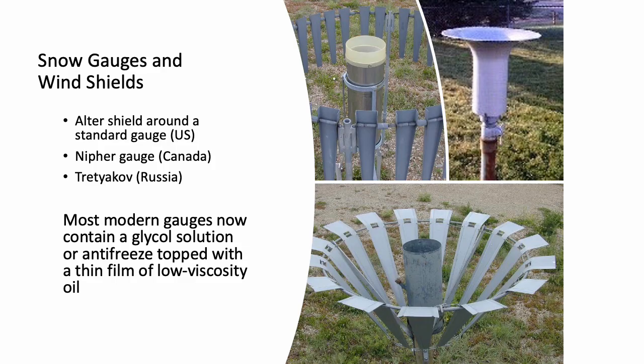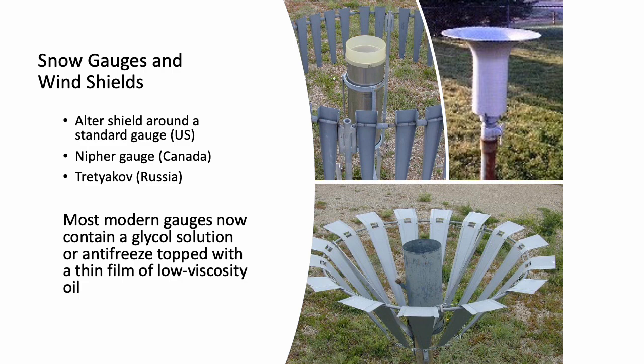Here are some of those gauges that are oftentimes used, and the one on the upper left is what we often see. It's a standard gauge with a thing that looks sort of like a metal hula skirt around it. An Alter shield is what it's called. These are metal things that move around and break down the turbulence a little bit. The Nipher gauge, that spaceship-looking thing, is often used in Canada. The Tretyakov gauge down at the bottom is what you'll often see in data collected from Russia.